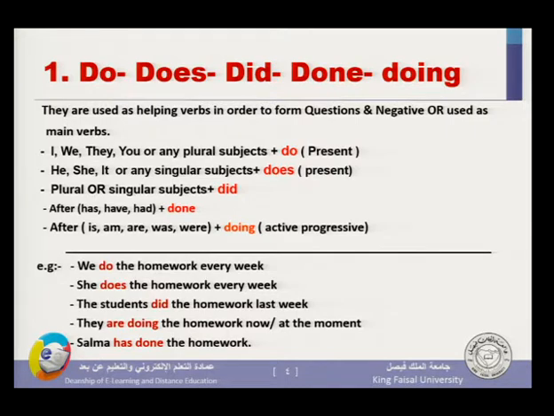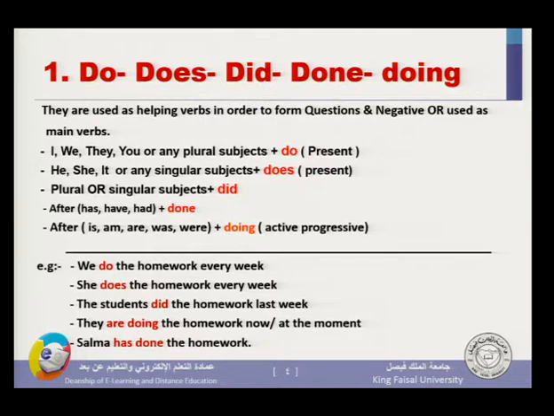We will notice that if I want to make a question, do is to be used. For example, they like apples. Do they like apples? So do is used in order to form a question. But if we're talking about he or she or it, he likes apples, in this way we have to say, does he like apples, or does she like apples, or does it like milk, if we're talking about, for example, a cat.